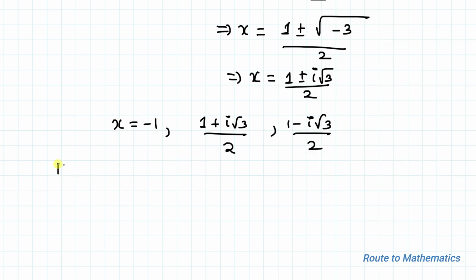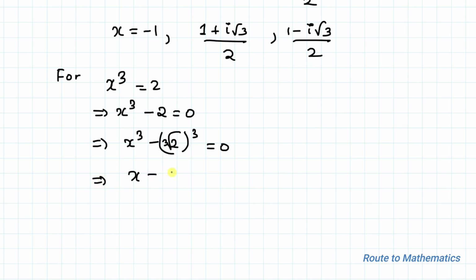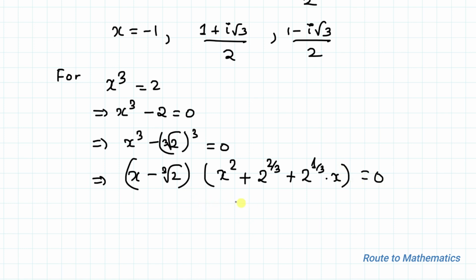Okay. Now for x cube equals to 2. So this implies this x cube minus 2 equal to 0. This implies this x minus 2 root cube multiplied with x square plus 2 to the power 2 by 3 plus 2 to the power 1 by 3 multiplied with x equals to 0. Okay, so here I have applied the algebraic identity of a cube minus b cube, which is equals to a minus b multiplied with a square plus b square plus ab.